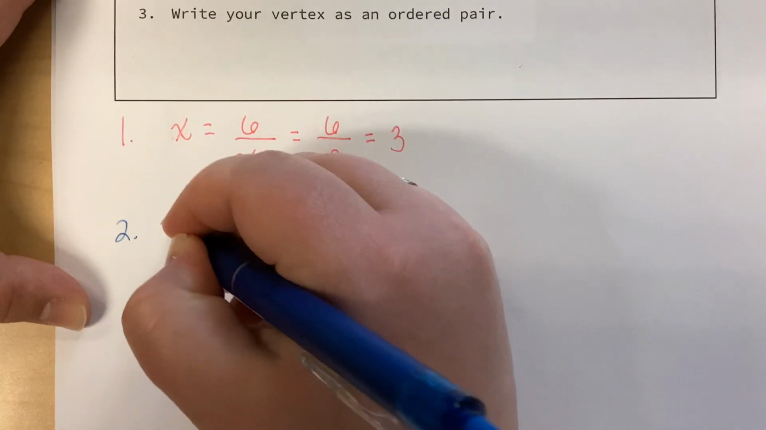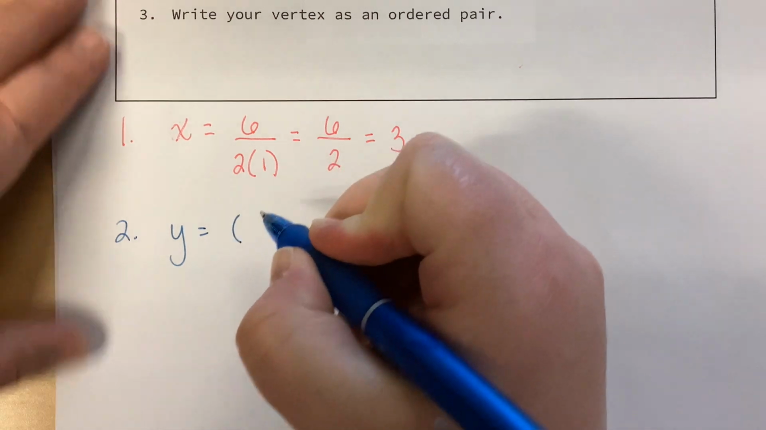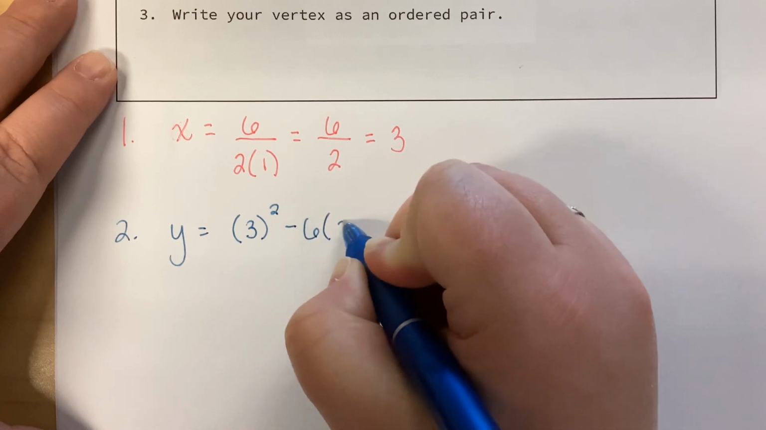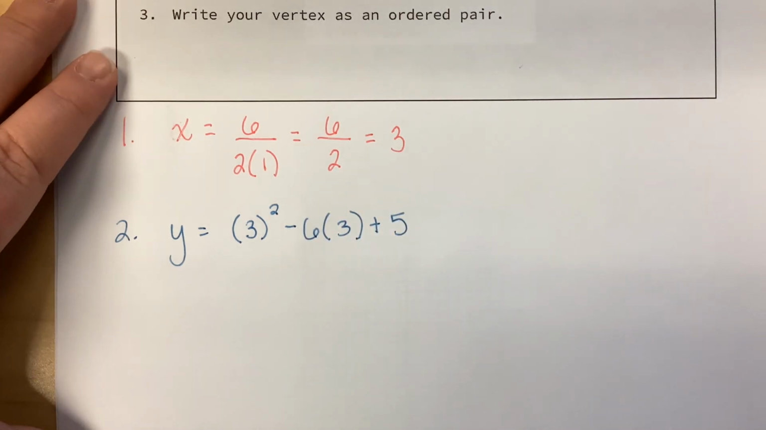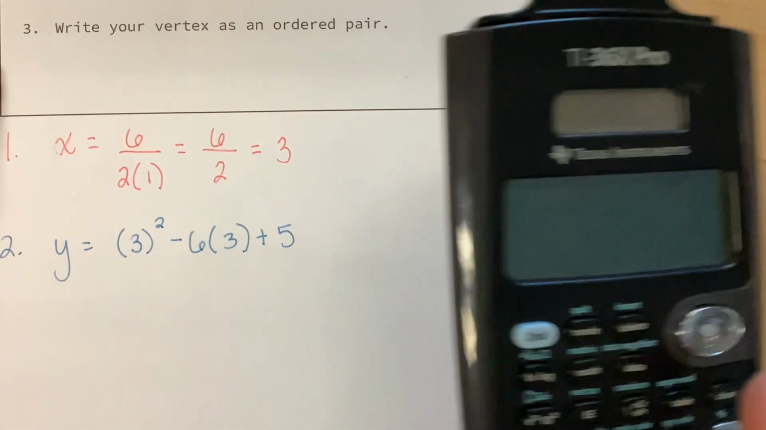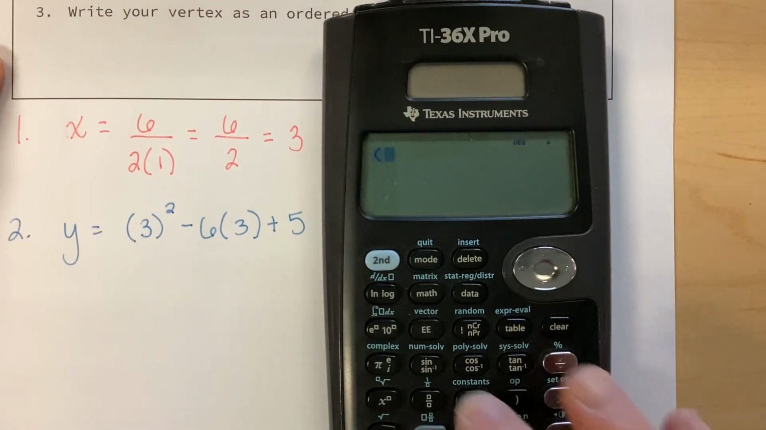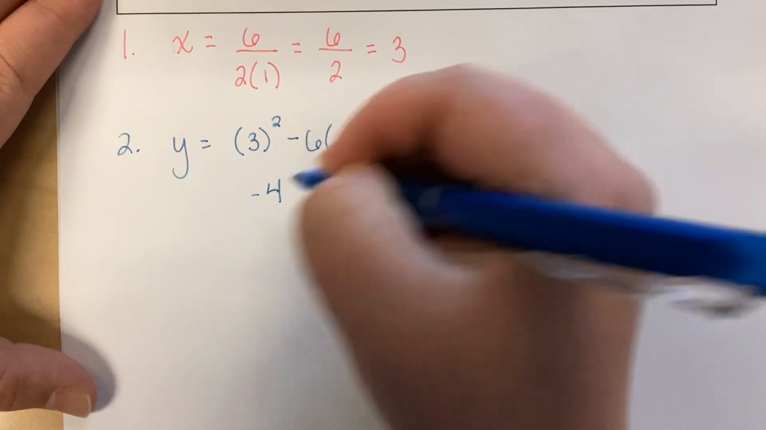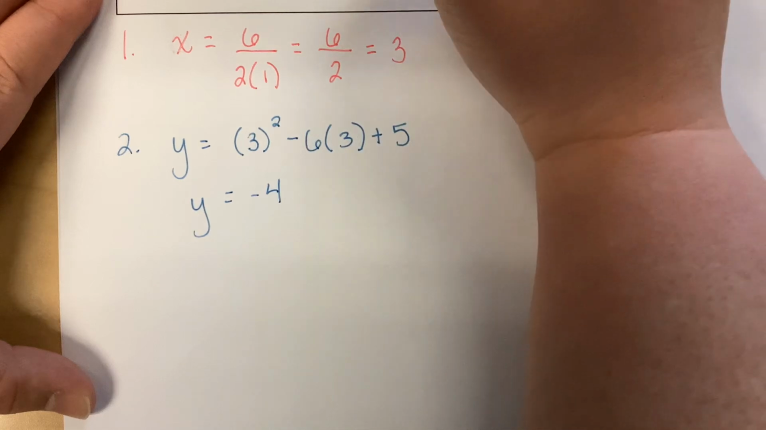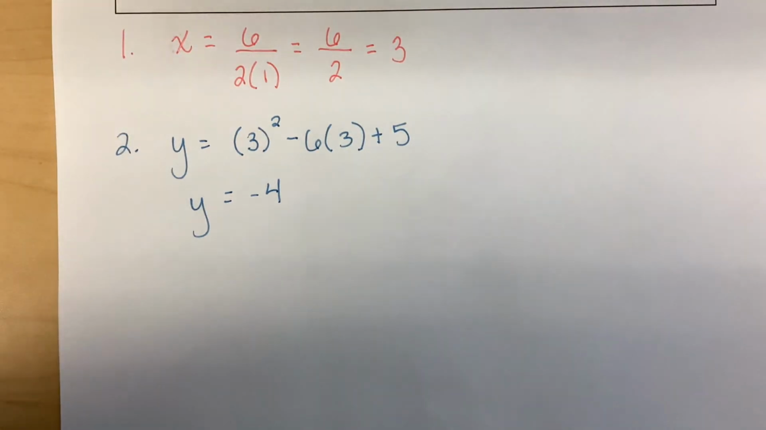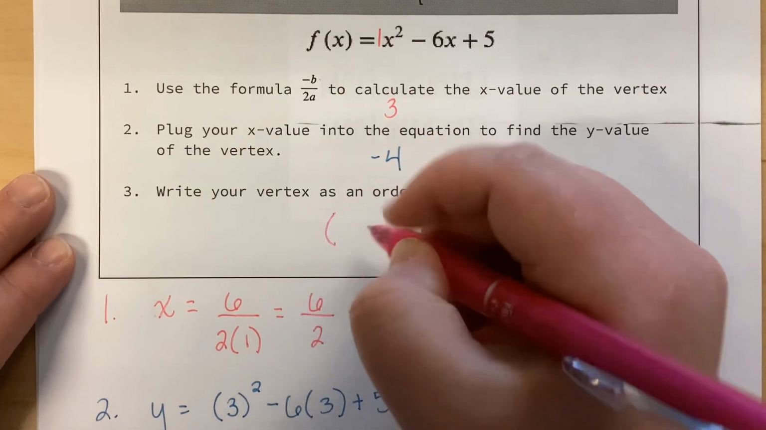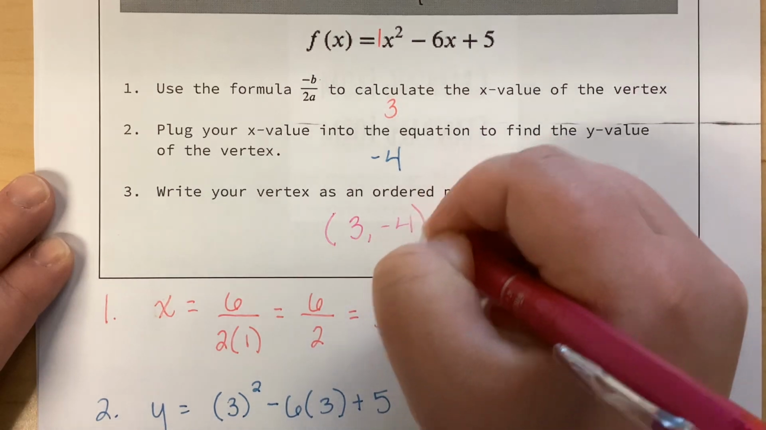So if I do that here, y is, and we're always going to use parentheses when plugging in, 3 squared minus 6 times 3 plus 5. To avoid making any silly errors, we're going to use the calculator here, again making sure to use parentheses. So 3 squared minus 6 times 3 plus 5 is -4. That means the y value of my vertex is -4. Once again, remember that your vertex is an ordered pair. So if I come back up to the top, my vertex is 3, -4.